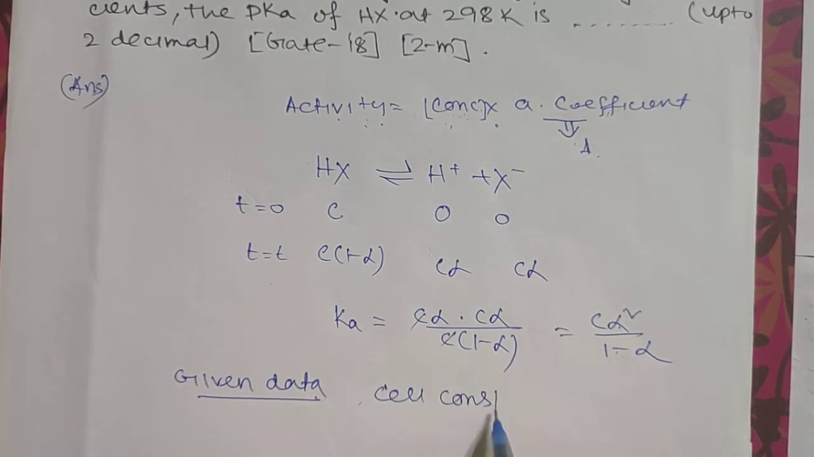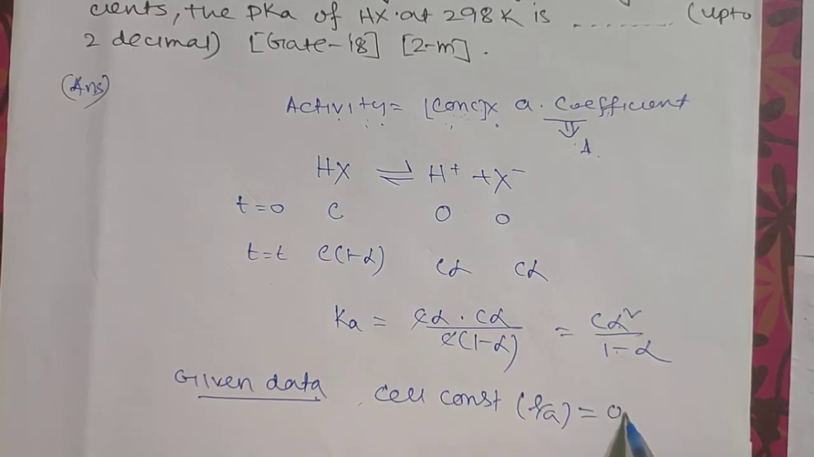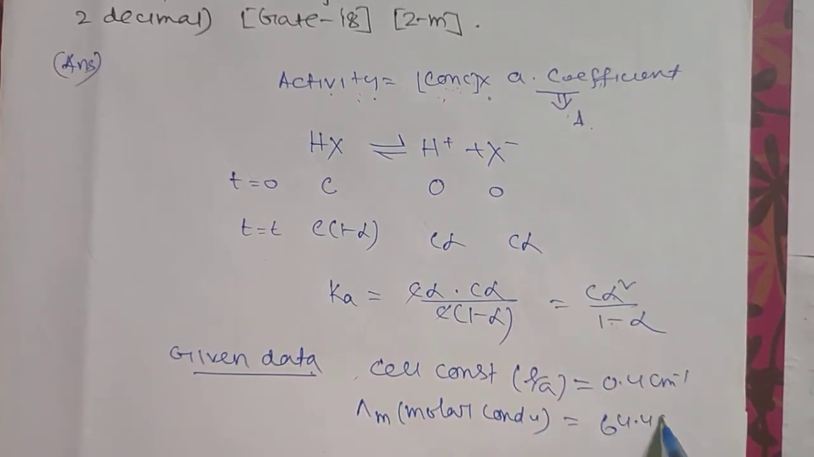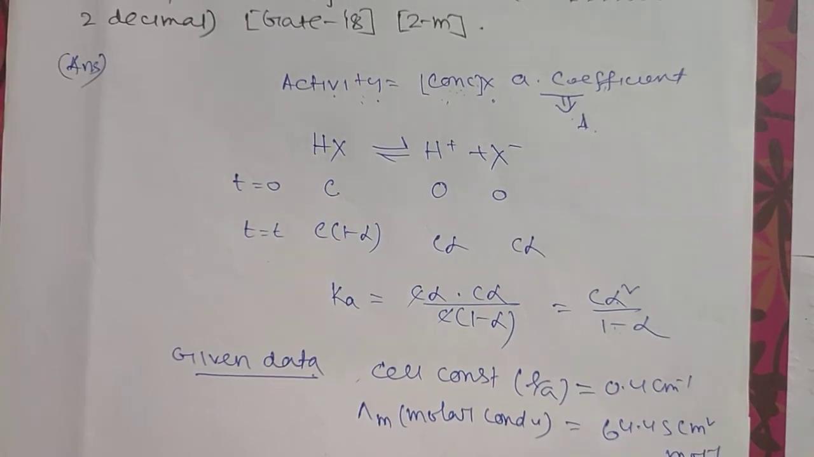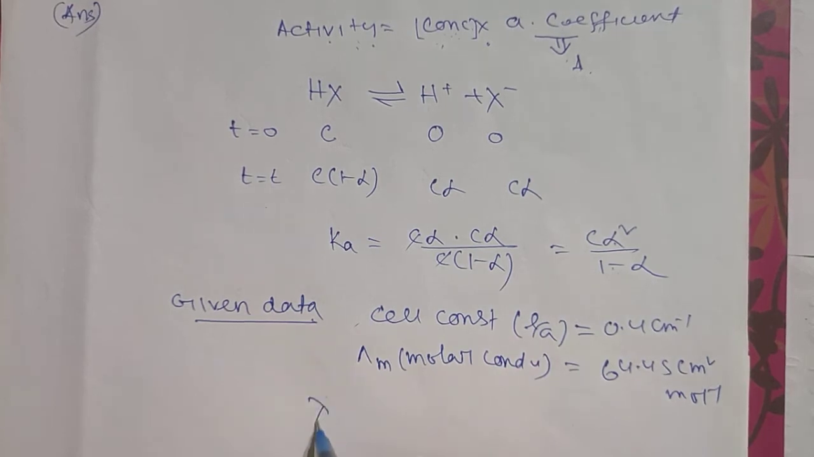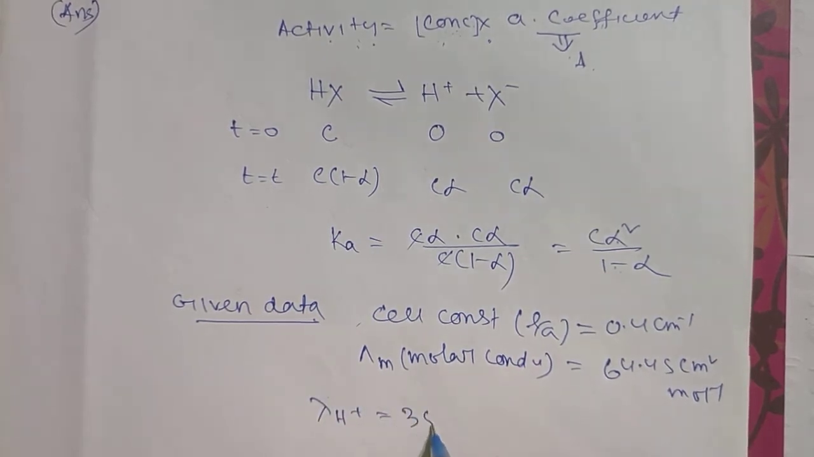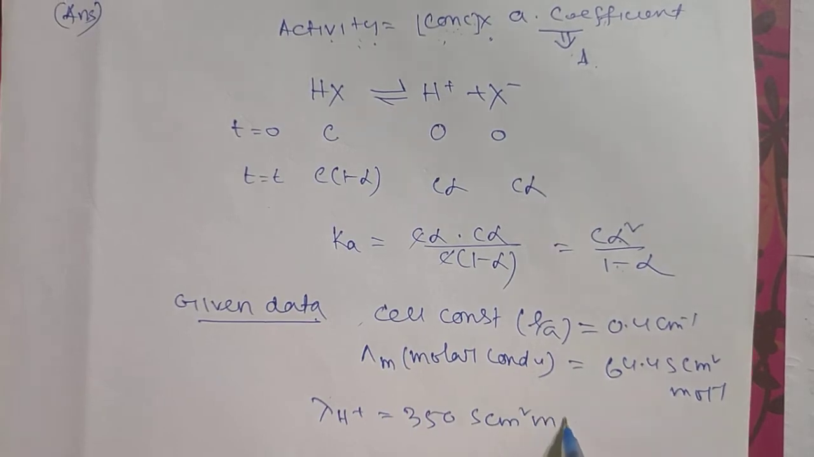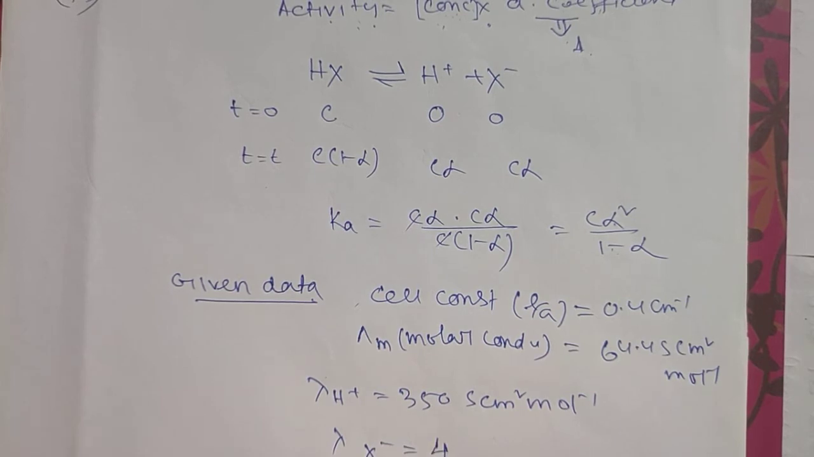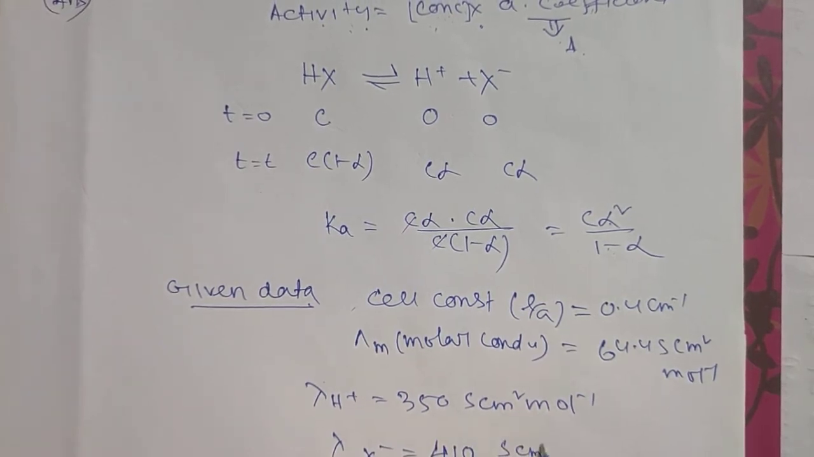So the given data are: cell constant equals L by A, which equals 0.4 centimeter inverse. Molar conductivity, I am writing the equation directly, equals 64.4 Siemens centimeter inverse mole inverse. And the limiting molar conductivity at infinite dilution: lambda H plus equals 350 S centimeter square mole inverse, and lambda X minus equals 410 S centimeter square mole inverse.